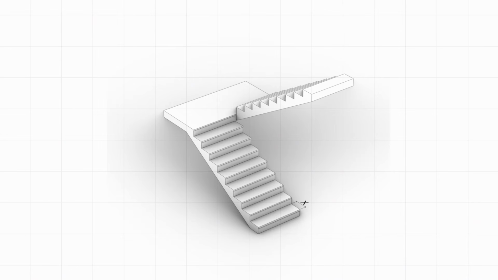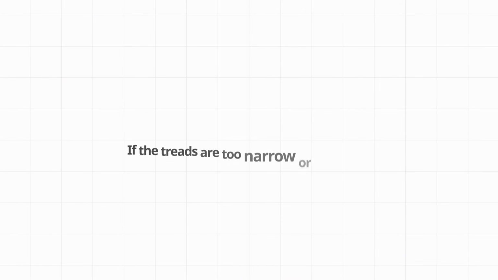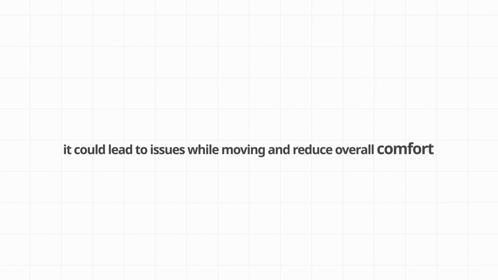Stair treads should be designed to ensure comfort when using them. According to Neufert standards, the tread width should be at least 24 centimeters, but for general comfort, 29 centimeters is recommended, and for people with disabilities or the elderly, 25 centimeters. This dimension ensures that the foot fits comfortably on the tread and prevents slipping. If the treads are too narrow or too wide, it could lead to issues while moving and reduce overall comfort.